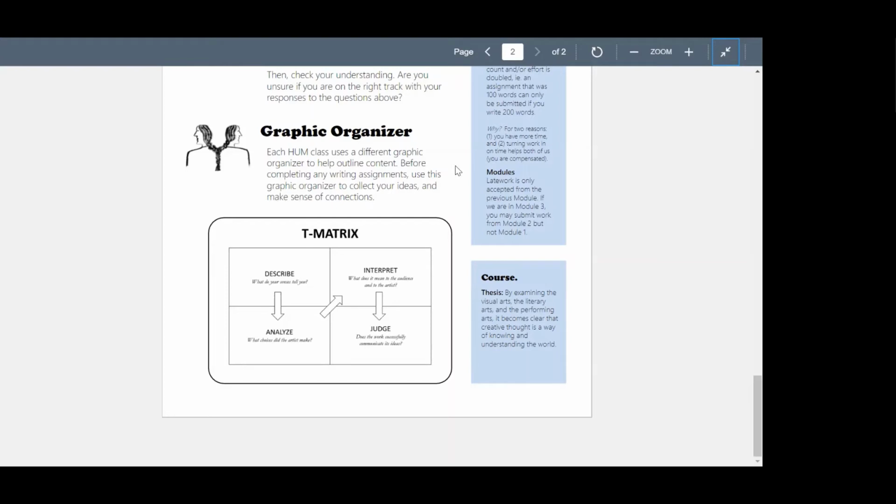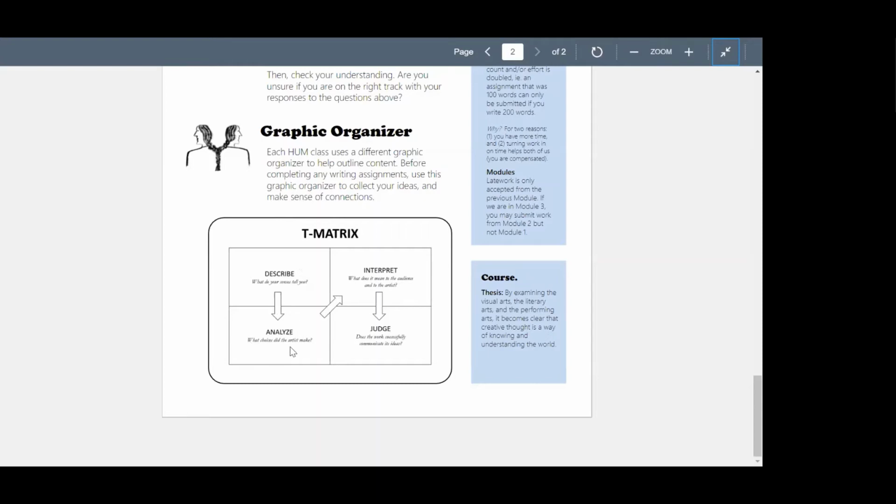So all of my classes use a graphic organizer to help kind of sort out and keep our thoughts in order. And so when you look at any piece of artwork in Human 101, you're going to use a T matrix to kind of organize your thoughts. So what you do is, if it's a painting or a poem or a musical piece, you start by describing what it is. What do your senses tell you?